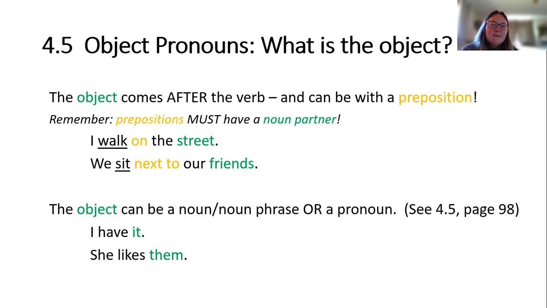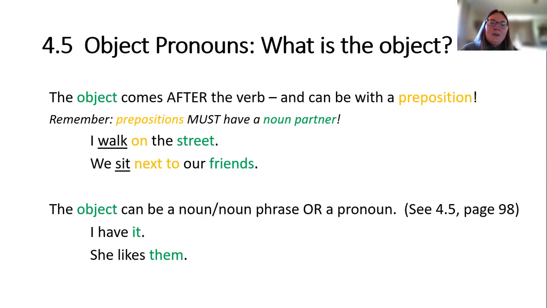We sit. We is the subject. Sit is the verb, but now you see a preposition plus its noun partner. Remember, they always need to come together. Prepositions always need a noun with them. It's okay that we see the preposition go to the noun. That is the object of the sentence.